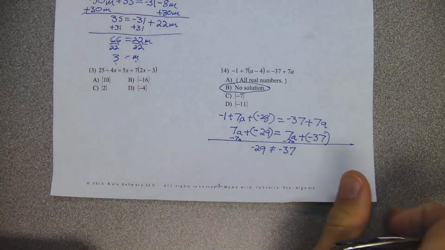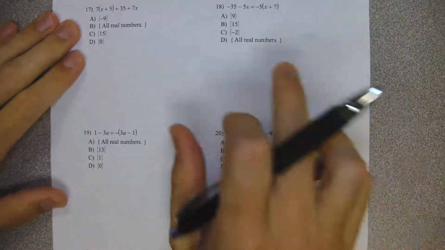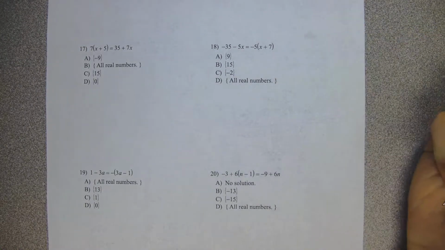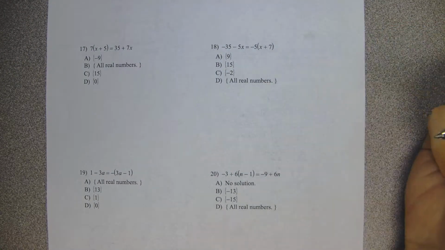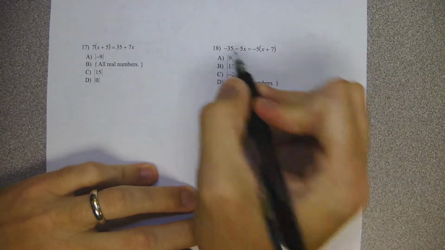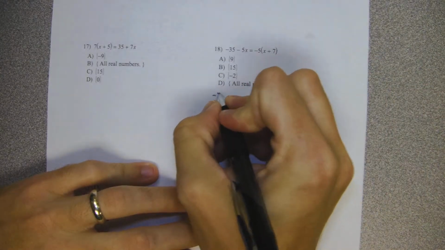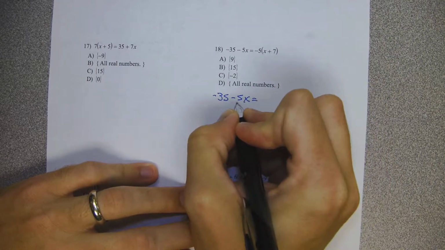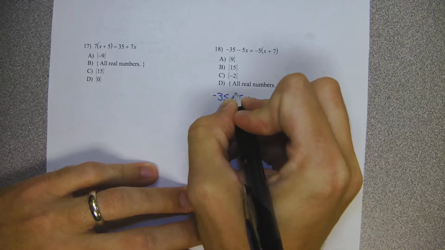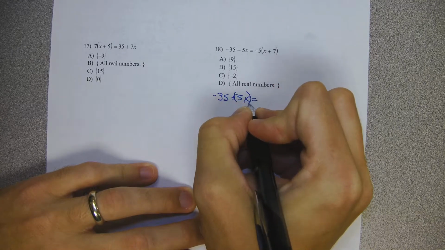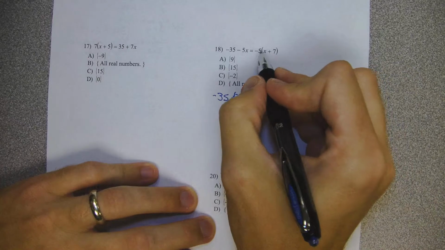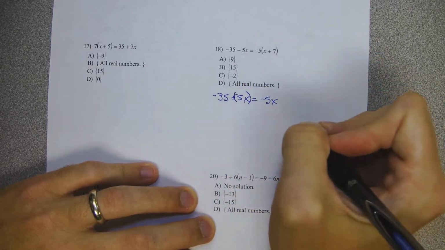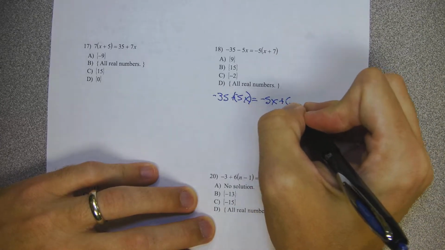All right, well, let's look at another. Let's look at 18. 18 here has an all real numbers possibility, so let's see what happens. This left-hand side can't simplify, so I'm just going to write it out. Negative 35 minus 5x equals, and if that bothers you, let's change it. Add a line, change a sign, I'll put it in parentheses to know that that is indeed a negative 5x. Over here, negative 5 times x is a negative 5x. Negative 5 times 7 is a negative 35.